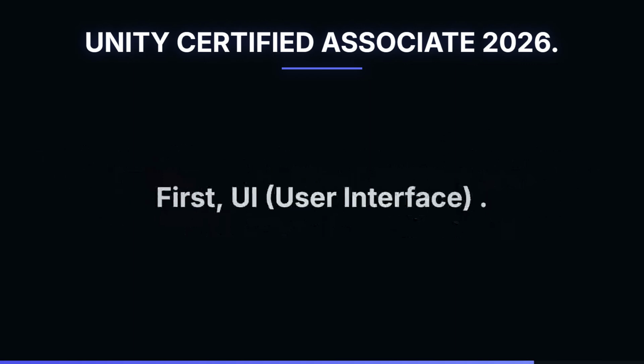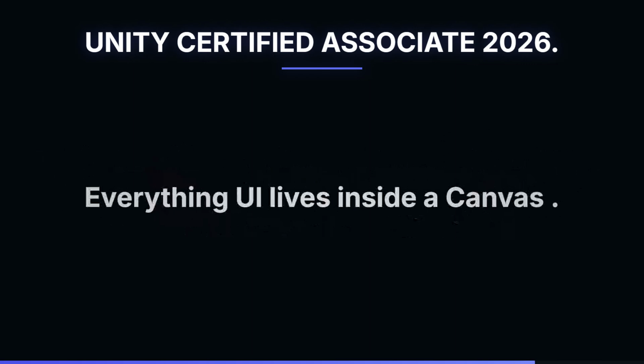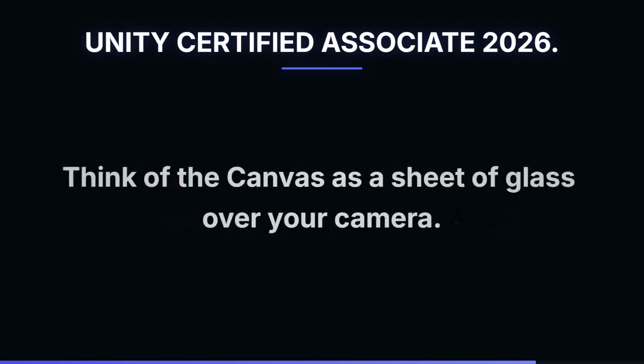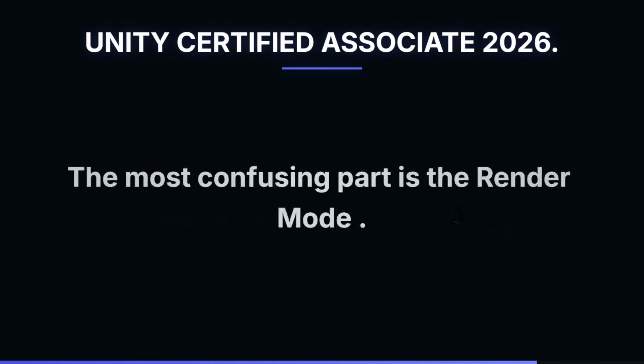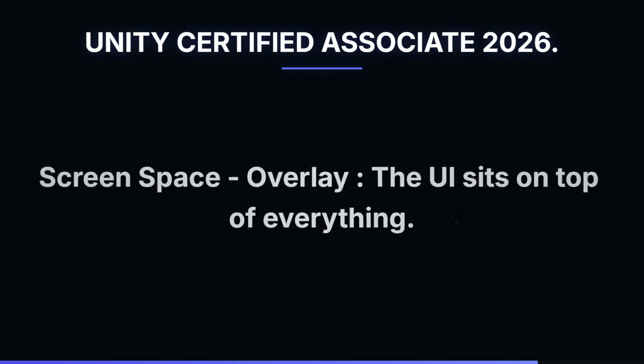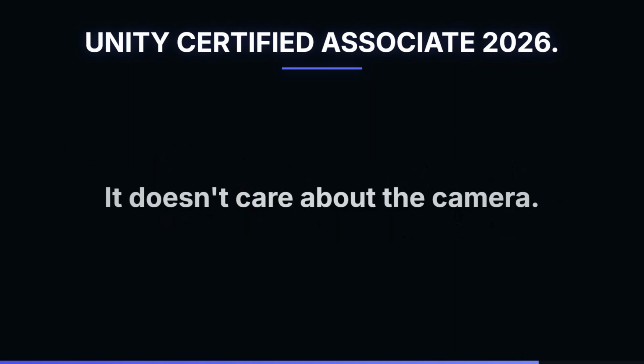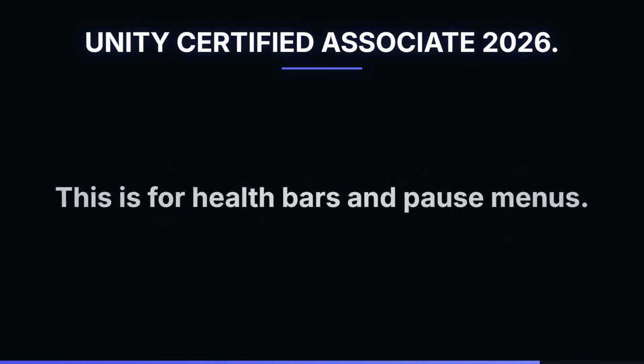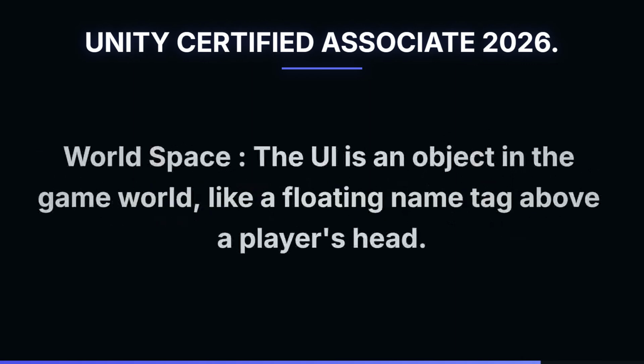First, UI, User Interface. Everything UI lives inside a canvas. Think of the canvas as a sheet of glass over your camera. The most confusing part is the render mode. Screen space, overlay: the UI sits on top of everything. It doesn't care about the camera. This is for health bars and pause menus. World space: the UI is an object in the game world, like a floating name tag above a player's head.